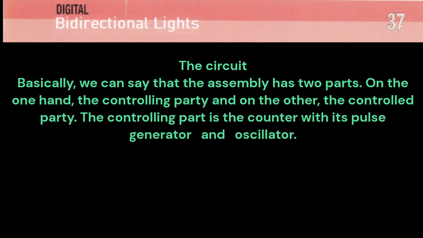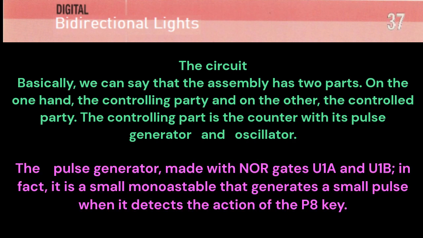The circuit. Basically, we can say that the assembly has two parts. On the one hand, the controlling part, and on the other, the controlled part. The controlling part is the counter with its pulse generator and oscillator. The pulse generator, made with NOR gates U1A and U1B, is in fact a small monostable that generates a small pulse when it detects the action of the P8 key.